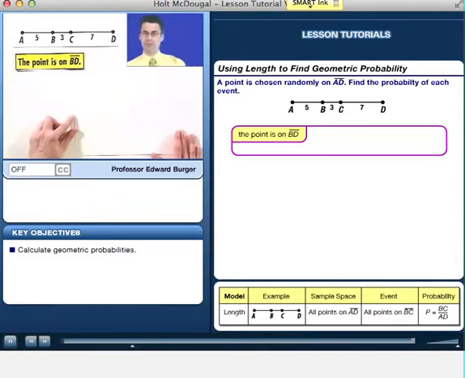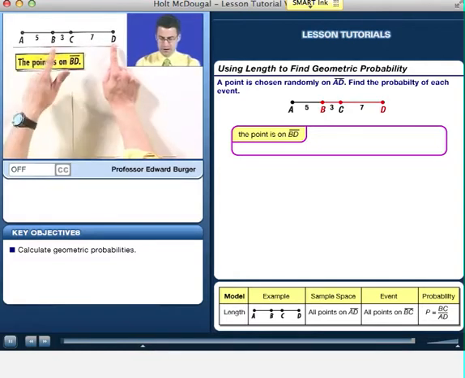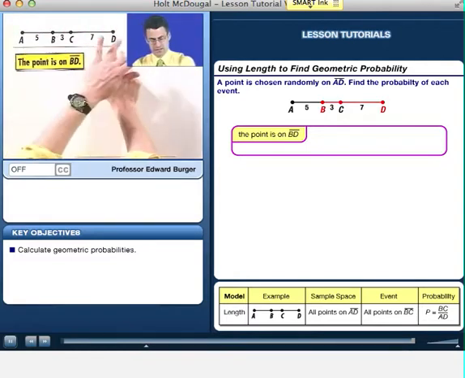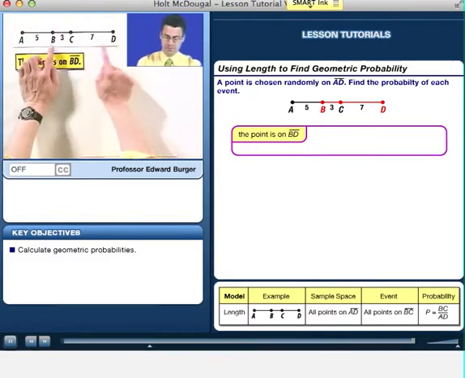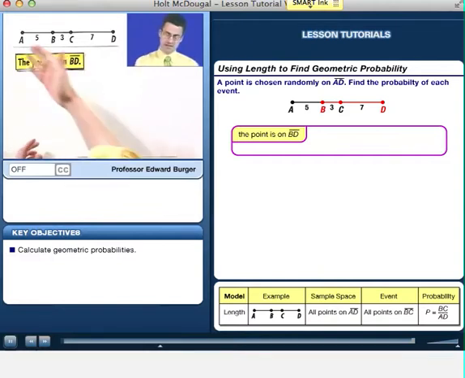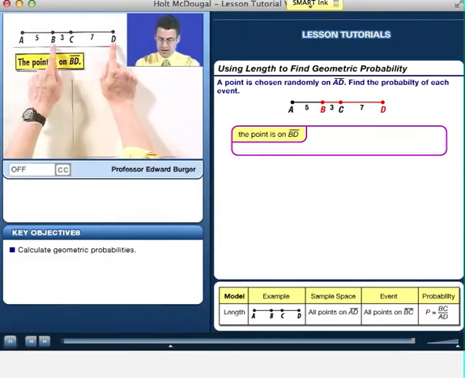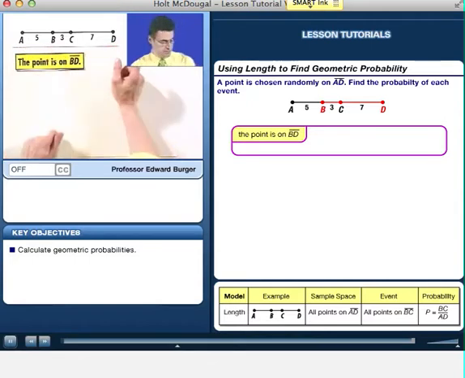So what's the probability that the point is on the segment BD? So I'm going to pick a point at random from any of these points on this line segment. What's the probability I pick it inside of here? Well, we know how to think about this. If we know the lengths, then we can actually sort of figure it out, because any one point is equally likely. So I look at the lengths and say, well, what proportion of the entire segment is this segment? Well, we can do that by lengths.